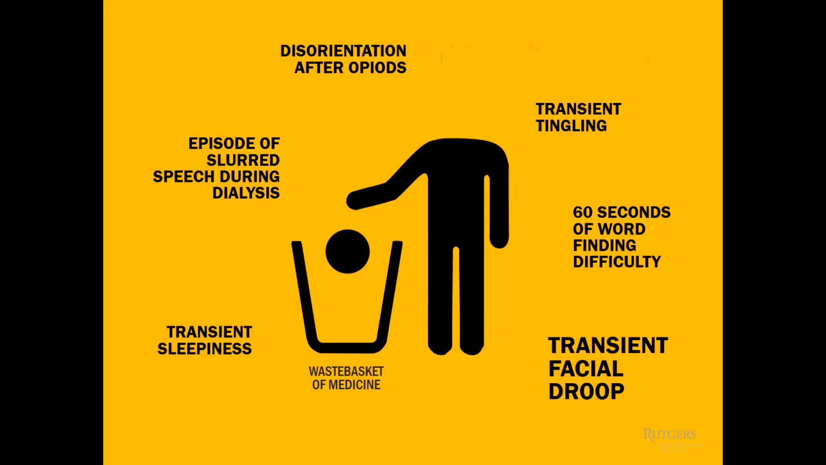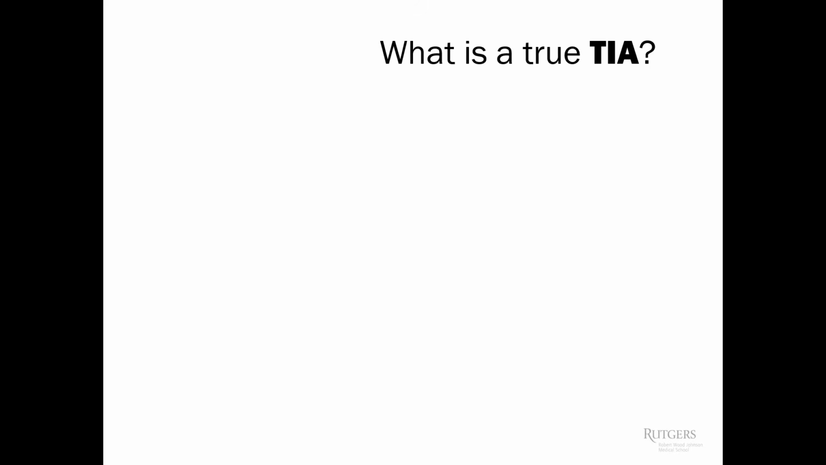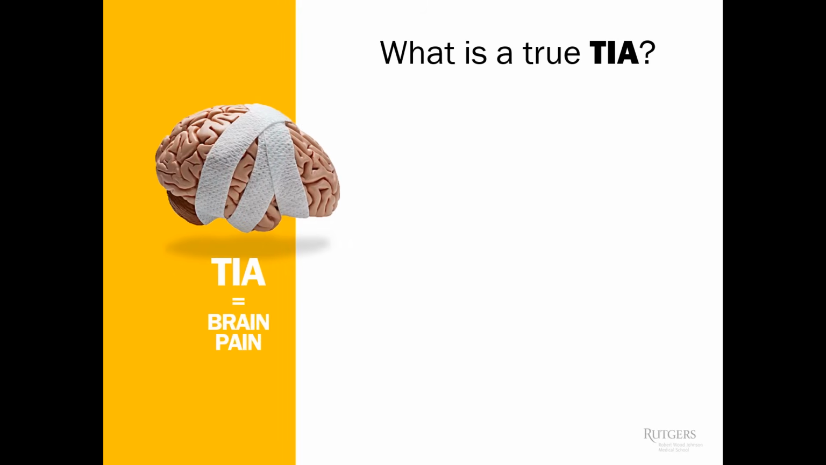A true transient ischemic attack is very worrisome. It's basically brain pain. It signals that a stroke is coming. Remember that earlier in this talk, we spoke about large vessel disease. Well, TIAs occur almost exclusively in patients with symptomatic large vessel disease, like carotid stenosis. If you don't identify the stenosis and address it, you may be dealing with a full-blown stroke pretty shortly.